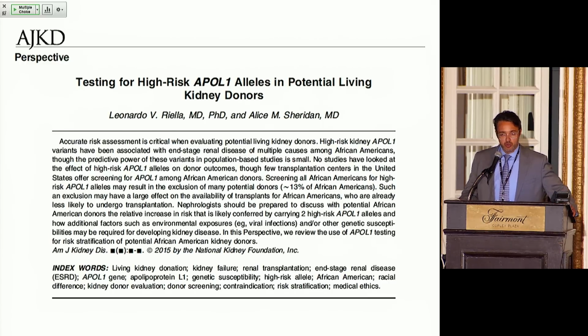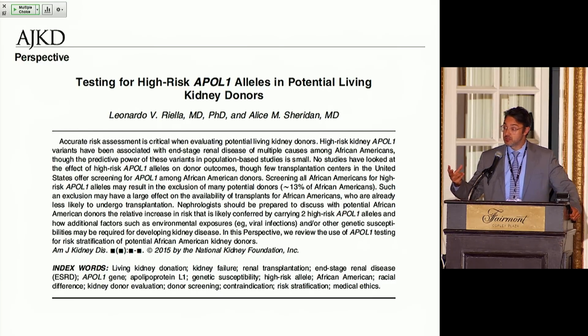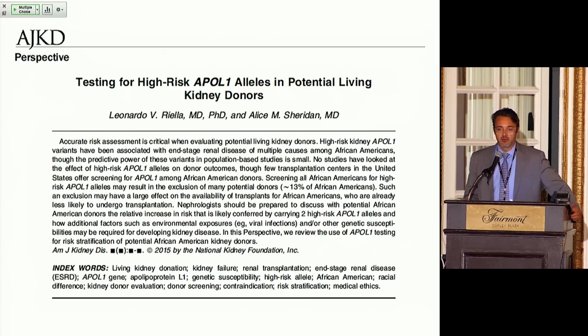And there's still a lot of controversy about that, just because 15% of the African American population have the two high-risk alleles, but not all of them will develop kidney disease. So if we start limiting transplants from all these patients, there may be an issue of selectively preventing recipients that are African Americans from getting potential donors.